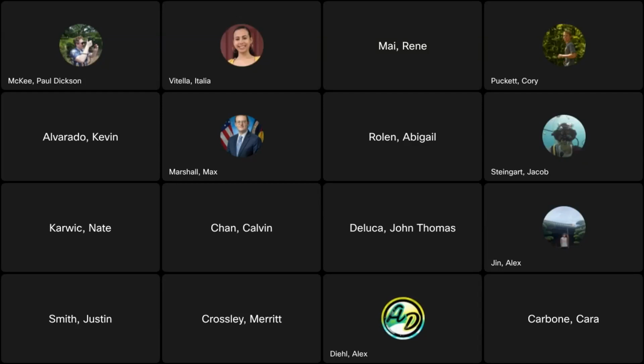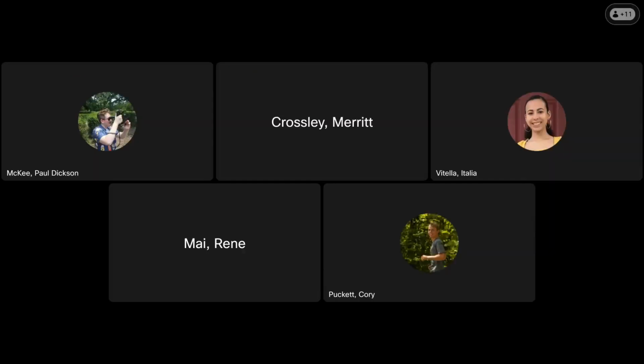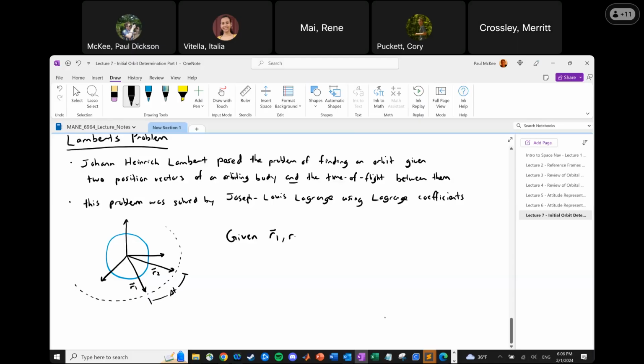Let's pick up where we left off here. So, given R1, R2, and delta t, and also we're going to need mu. We need to know the thing that we're orbiting, so that's kind of a given. Find, and what we're going to look for is V2 specifically. That's our problem. That's Lambert's problem.